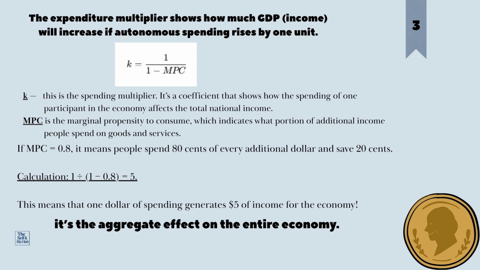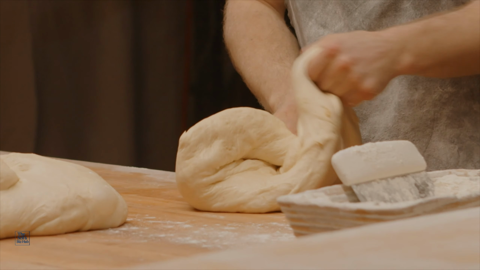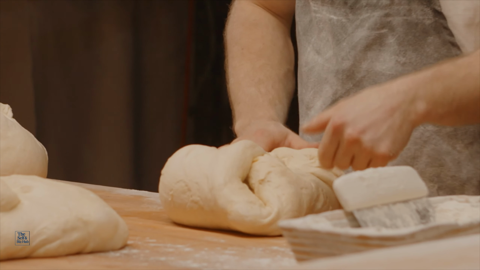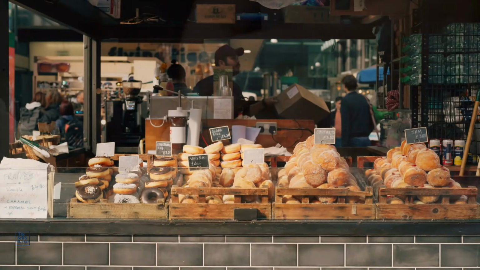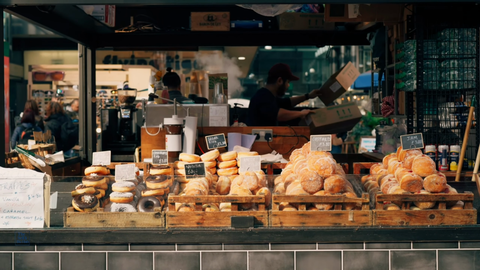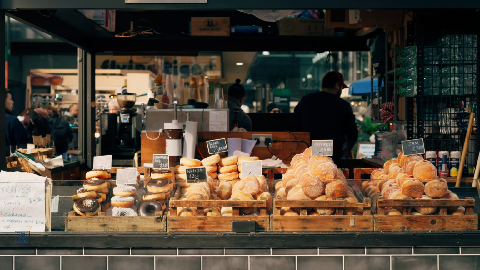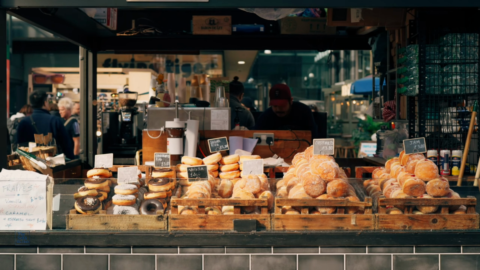Can this effect be negative? Yes, in theory. If spending decreases or households start saving more (lower MPC), the multiplier effect can be negative. Simple example: a bakery reduces wheat purchases by $100. The farmer earns less, spends less. The income of other businesses decreases. In this case, the multiplier still works, but with a negative sign.